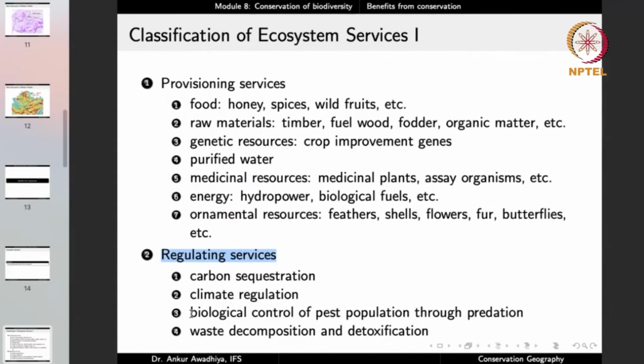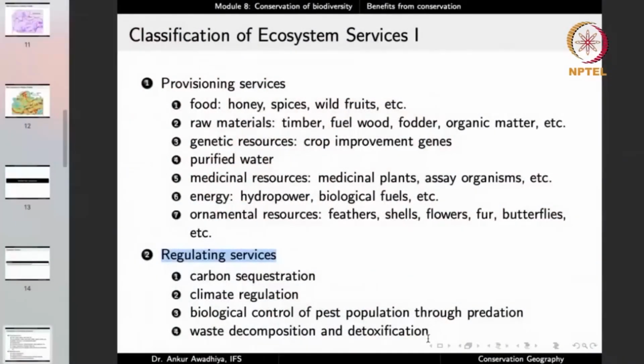Next, they perform the regulating service of biological control of pest population, especially through predation. For instance, a large number of insectivorous birds that live in the forest feed on insects and also reduce the insect population in the surroundings. Which means that if you have a forest nearby, the agricultural farmlands in the vicinity will not have to spread a very high dose of insecticides. Why? Because the birds are doing the job of removing the insects. So that is another regulating service.